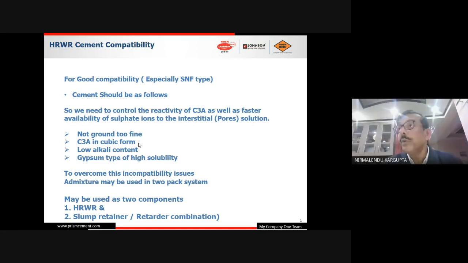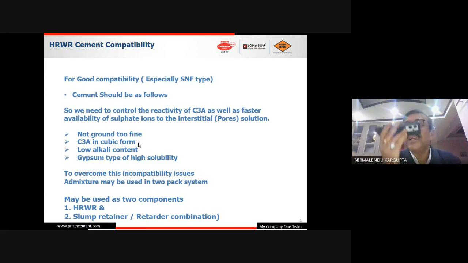C3A should be in cubic form. There is another form which is called orthorhombic form. Orthorhombic form means, see, this mobile is orthorhombic. How? All the angles are 90 degrees, but the lengths are different. The thickness is that much, this width is that much, length is that much. So it is orthorhombic.